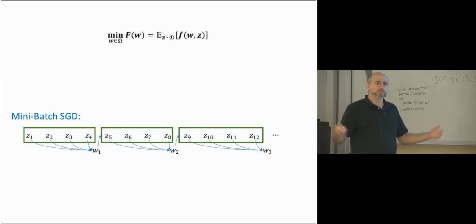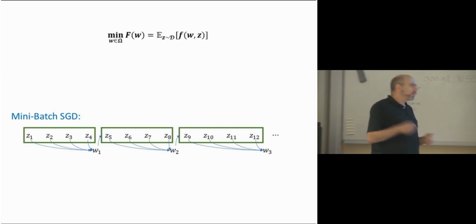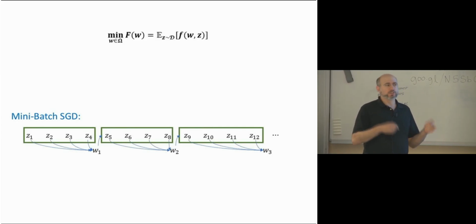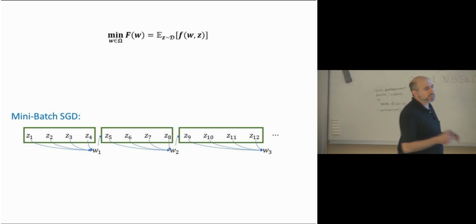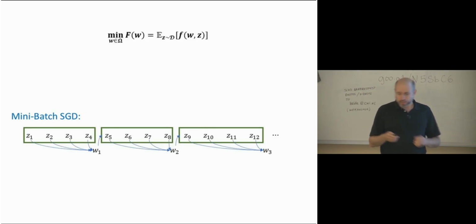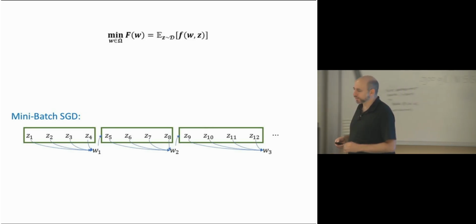The larger the mini-batch, the more deterioration you have, and you can analyze this based on smoothness and bound the deterioration, and say that if the mini-batch size is not too large, the deterioration is not going to be too bad. But it's definitely the case that the larger the mini-batch, the worse. Okay, so this is mini-batch stochastic gradient descent.